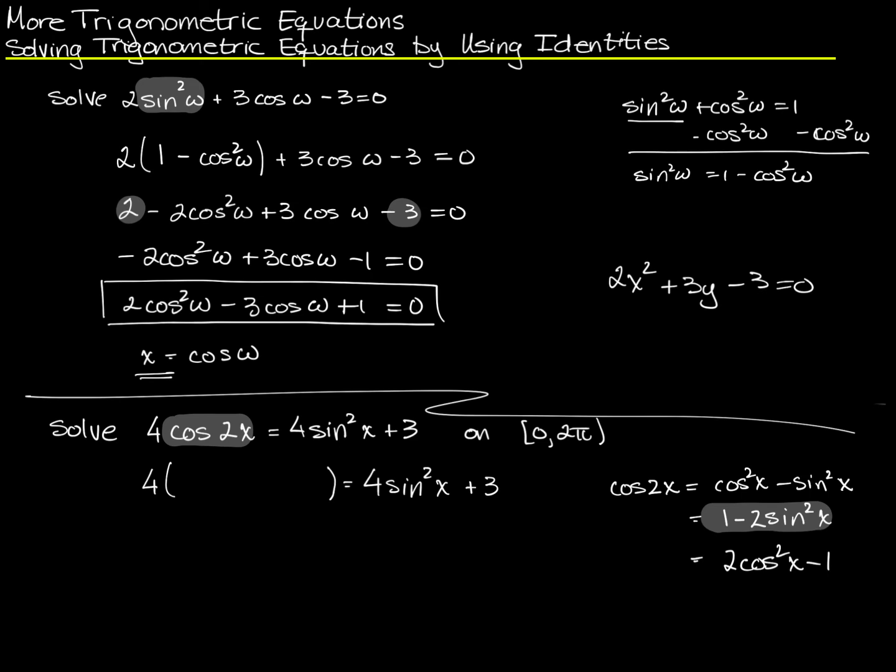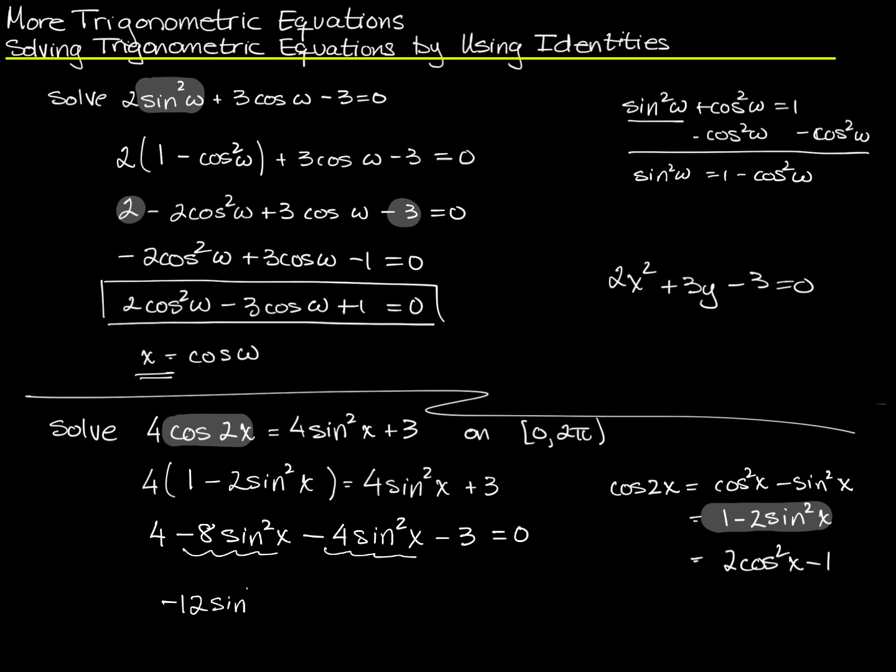If I replace cosine of 2x with 1 minus 2 times the sine squared of x, then everything in my equation is in terms of sine squared. I'll do a little algebra, get you started here. 4 times 1 minus 4 times 2 times the sine squared of x. At the same time, I'm going to subtract 4 times the sine squared of x from both sides. And I'll subtract 3 from both sides as well. Now I can combine like terms. I have negative 12 times the sine squared of x plus 1 equals 0.